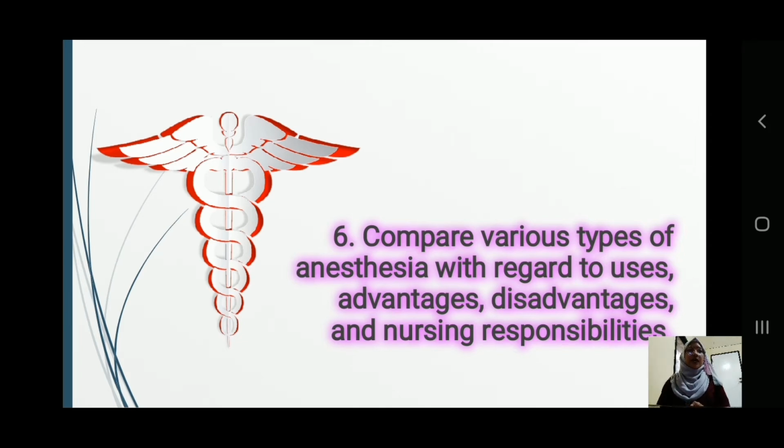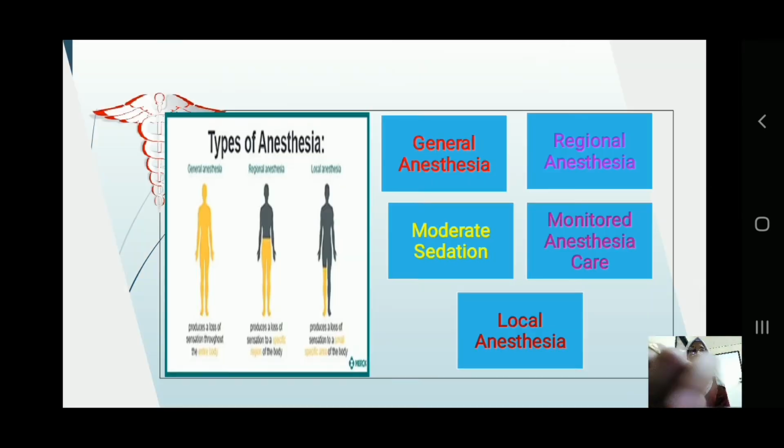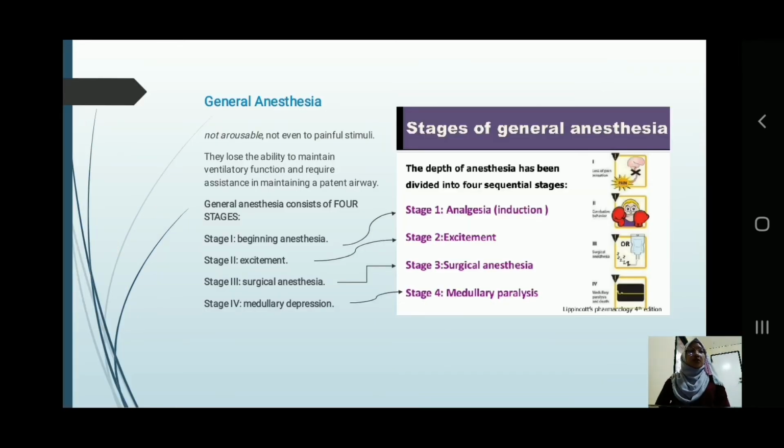I'm Shara Isangkula and my report is on the main types of anesthesia. The learning objective is to compare various types of anesthesia with regard to uses, advantages and disadvantages, and nursing responsibilities. The main types of anesthesia are general anesthesia, regional anesthesia, moderate sedation, monitored anesthesia care, and local anesthesia.